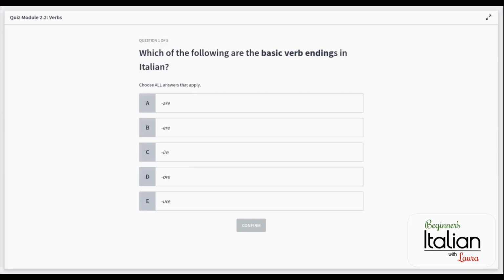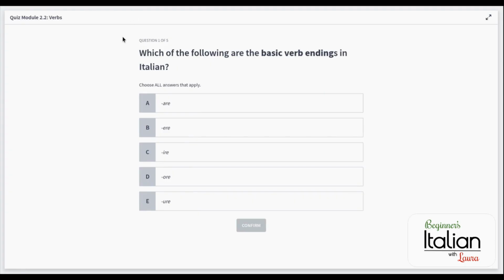We're on to quiz module 2.2 verbs. There are only 5 questions, so I will go ahead and read each question aloud and the possible answers, and I'll pause for a few moments to give you a chance to try and figure out the right answer before I give you the correct answer. If you need more time, just go ahead and pause the video. All right, let's get started.